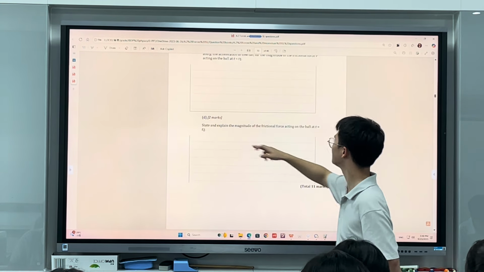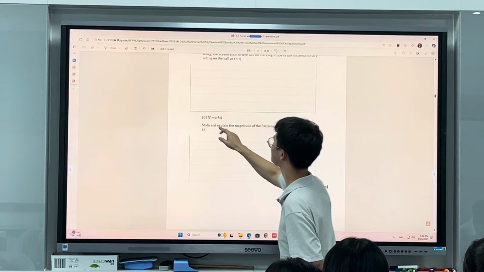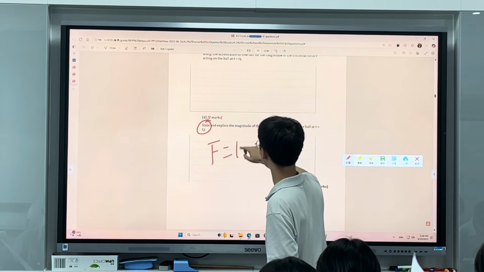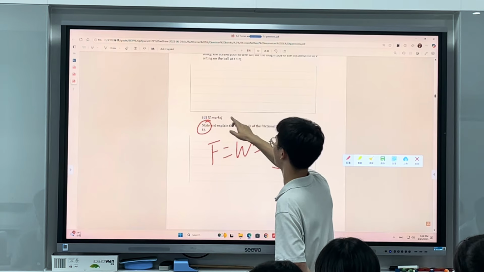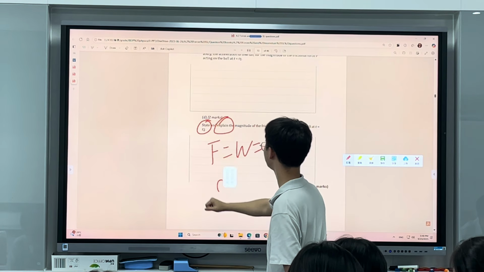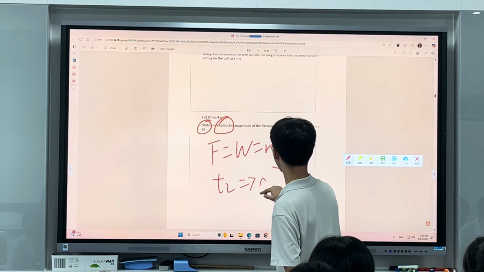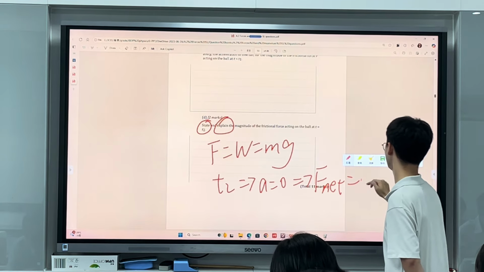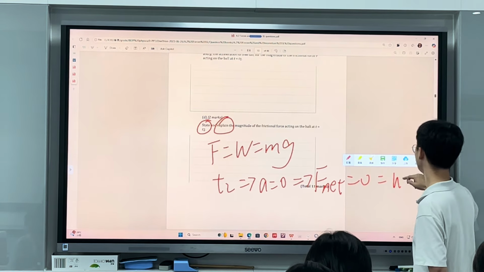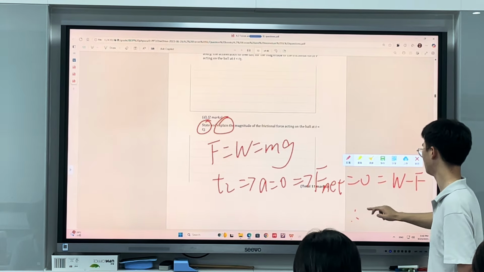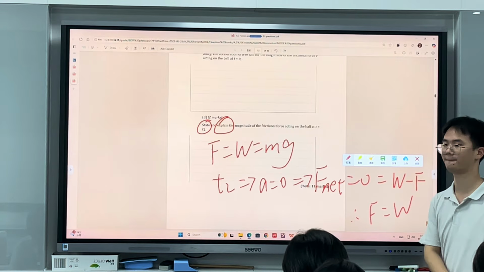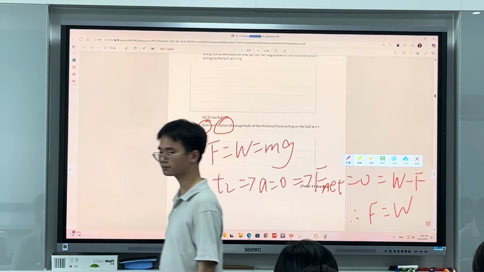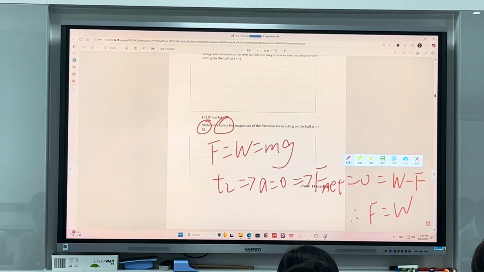So state and explain, 2 marks. State F equal to W equal to mg. Explain why? Because at T2, A is 0, F net is 0, equal to W minus F. So F equal to W. One check mark represents 1 point.